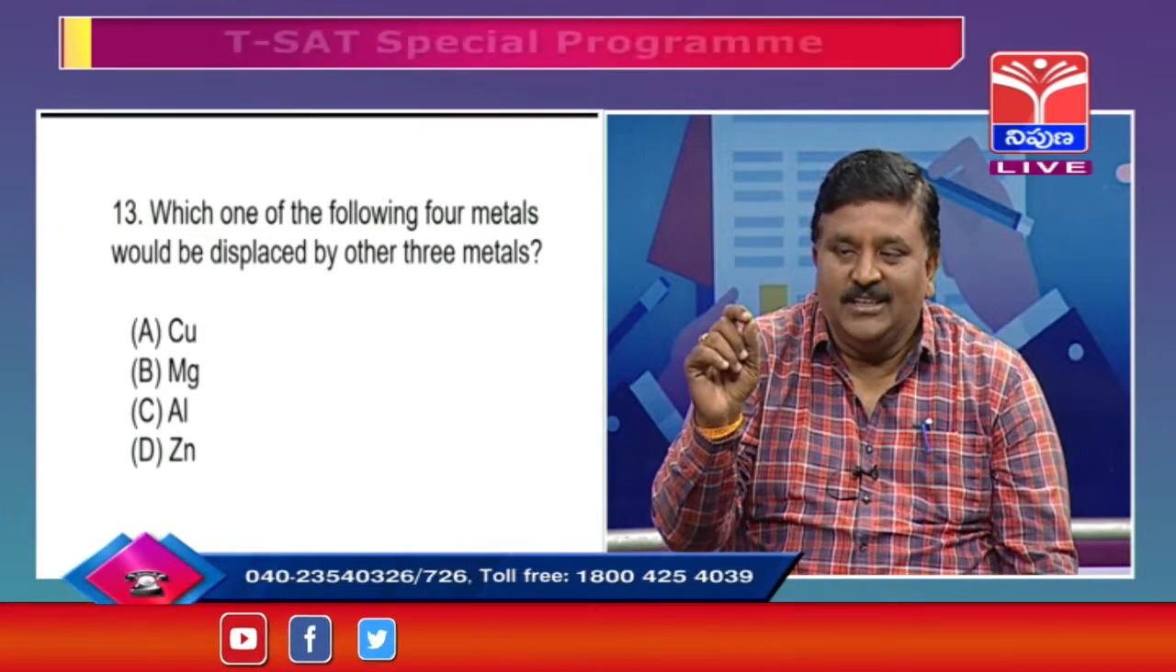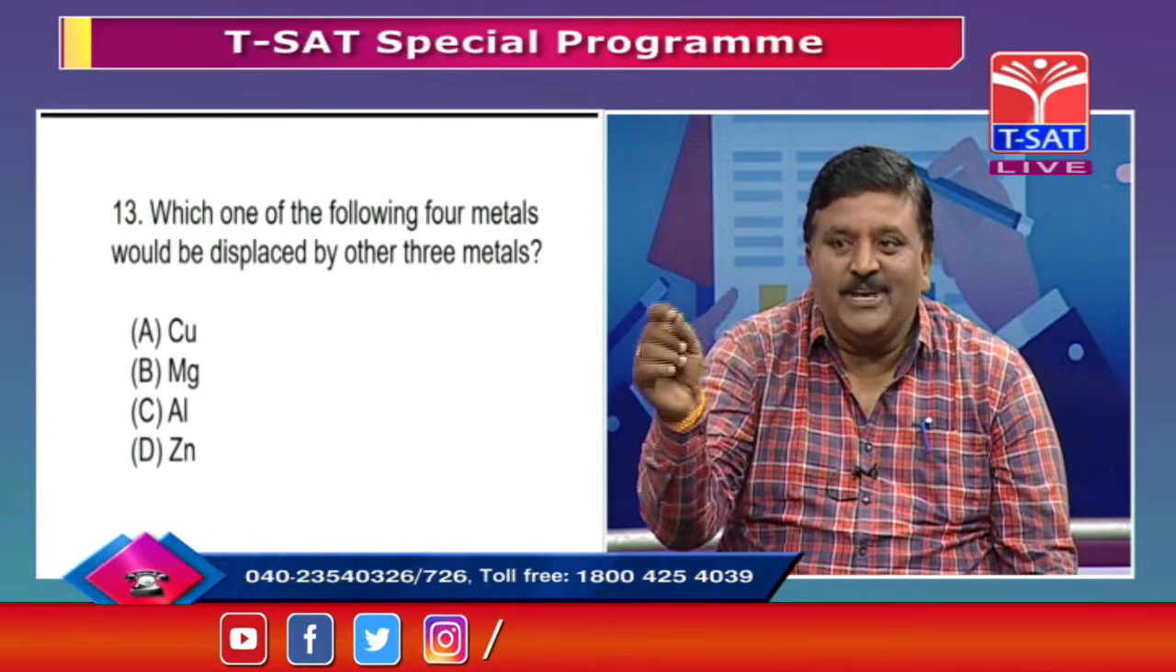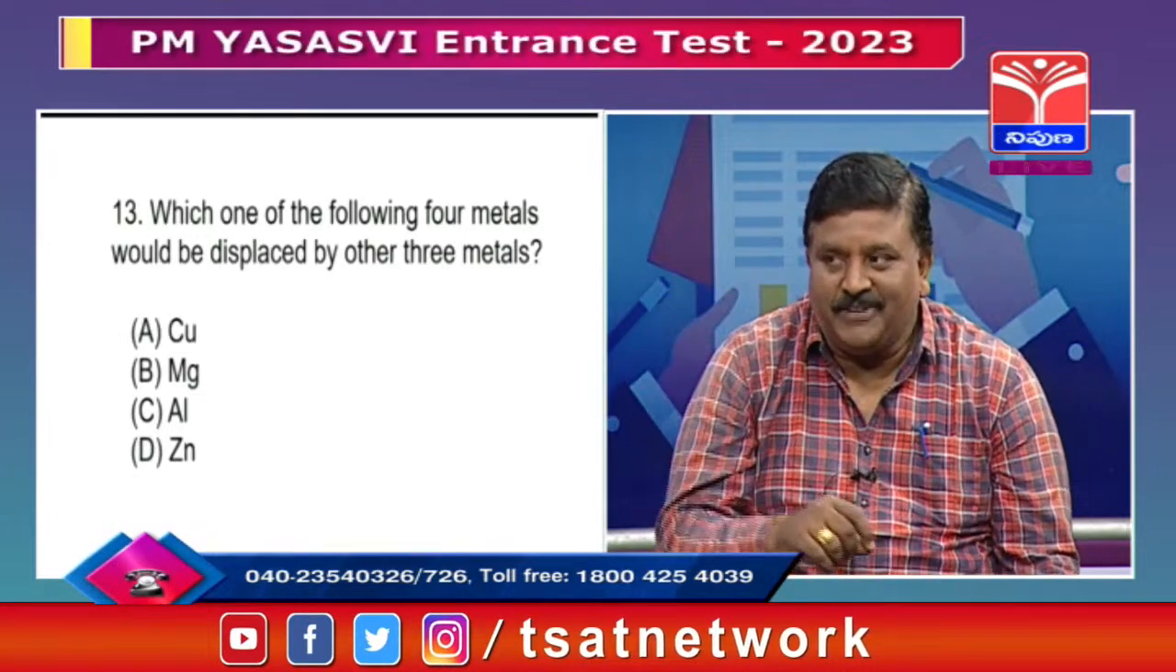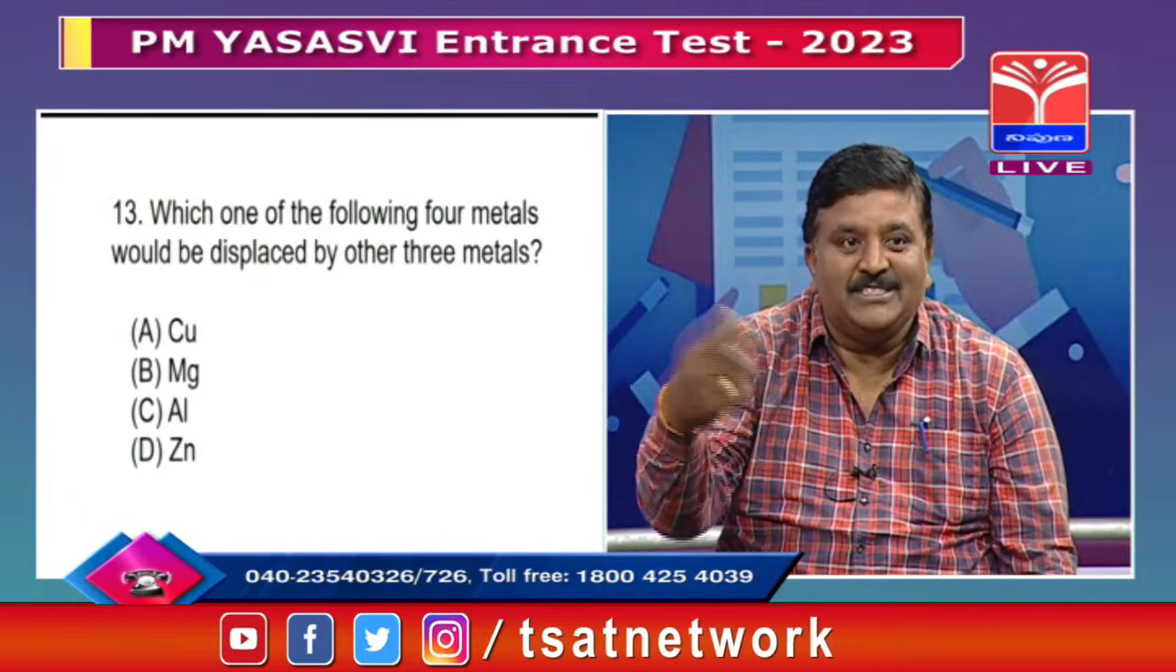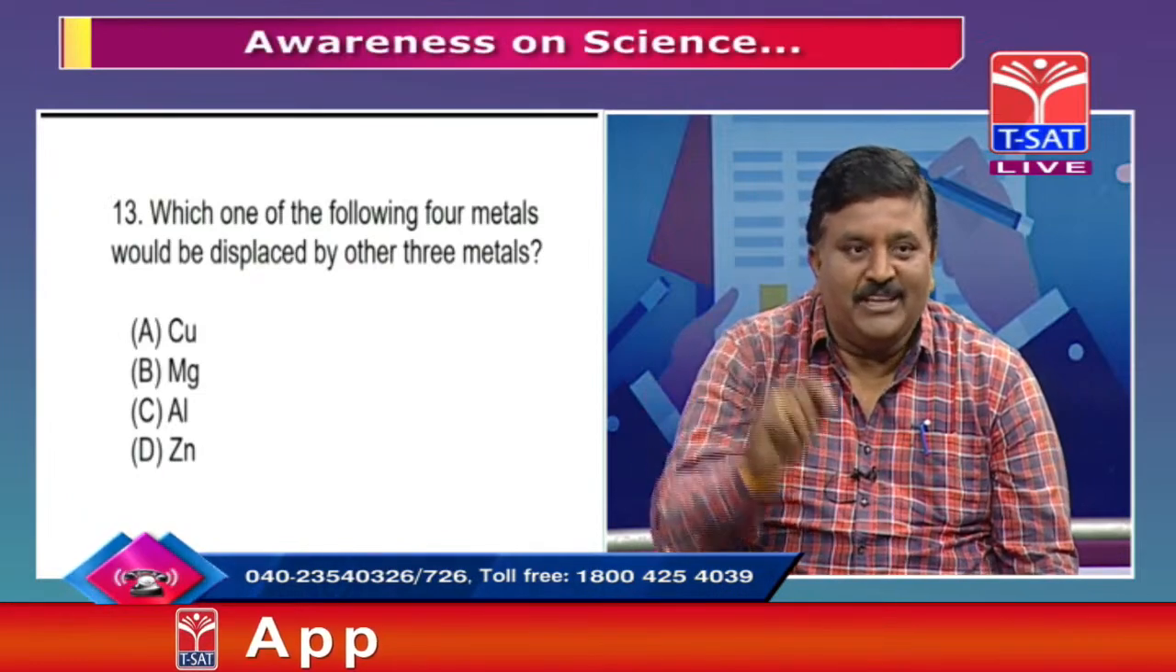Why? Because the metal should be displaced by the other three metals, we need to identify. But magnesium is displacing the other three metals. So, magnesium is incorrect.